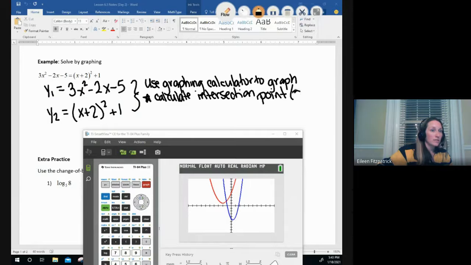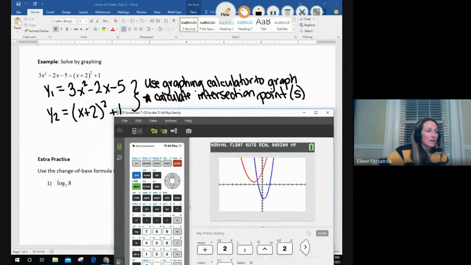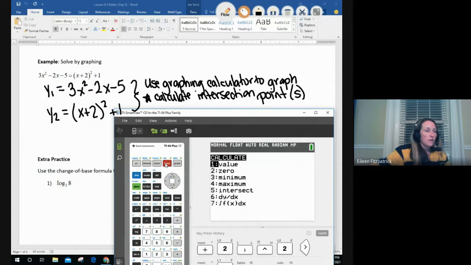Point or points. There may be one, there may be more than one. All right, so how do you do that on the graphing calculator? Well, you're going to hit second, and then right above trace, it says calculate. Second, calculate, and then you're going to go down to intersect.